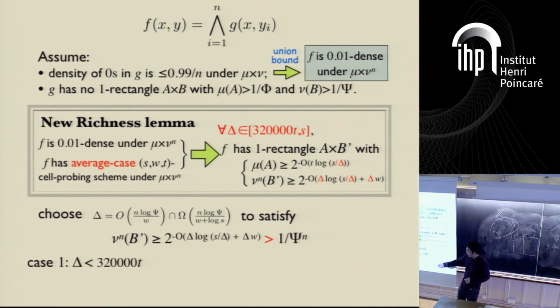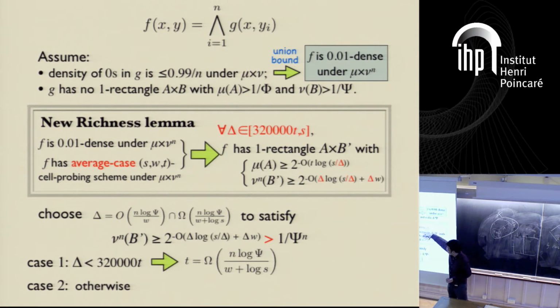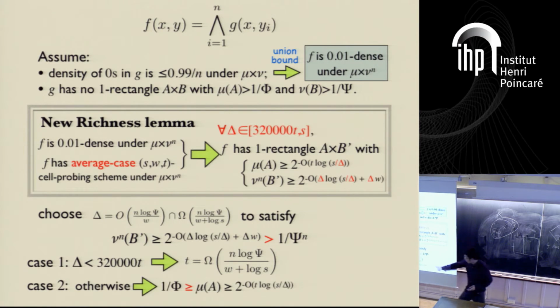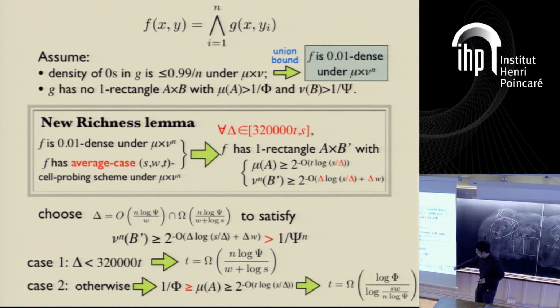In the first case, if this parameter is already outside this range, it immediately gives us this useless lower bound. Otherwise, we can apply the richness lemma. So F has a rectangle of this size. But we know this thing is greater than this, and we know that F has no rectangle like this. So it must be true that mu A is less than 1 over phi. So this gives us the useful lower bound, because of this choice of delta.